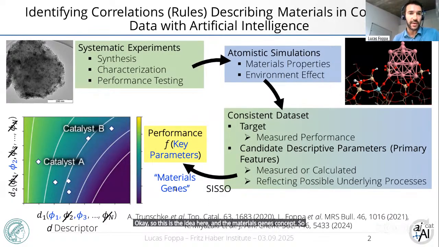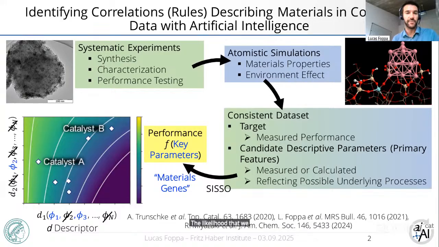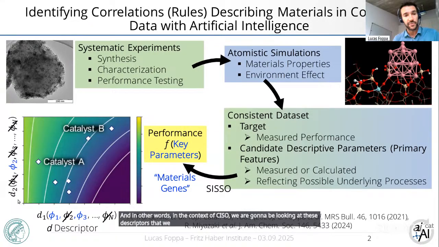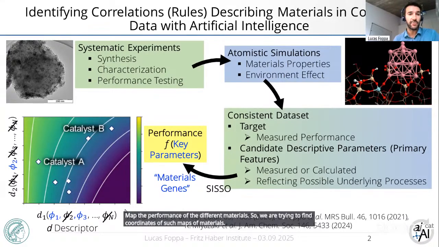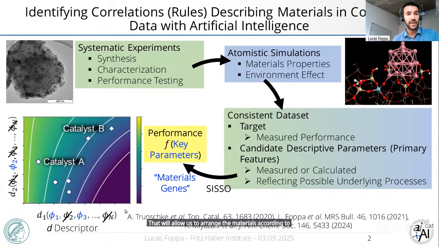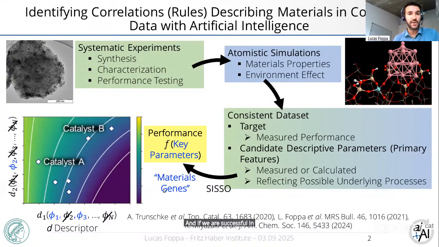This is similar to how a gene determines the color of our hair or the likelihood that we have cancer, for instance. In other words, in the context of SISSO, we are going to be looking at these descriptors that we had in the previous presentation, these D1 and D2 here, which are functions that will map the performance of the different materials. So we are trying to find coordinates of such maps of materials that will allow us to arrange the materials according to their performance. And here I highlight that only a few parameters will be in the coordinates of these maps.